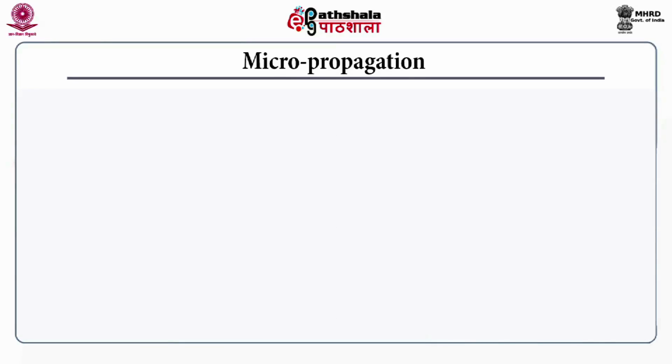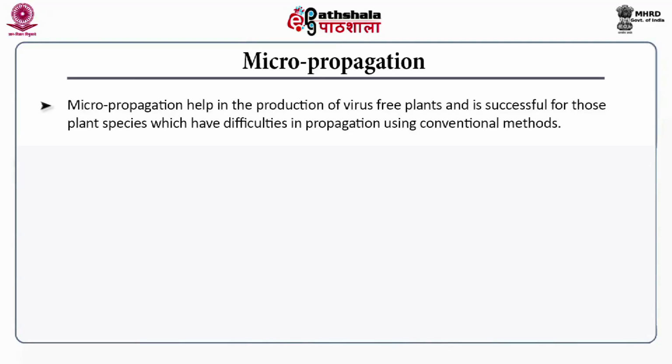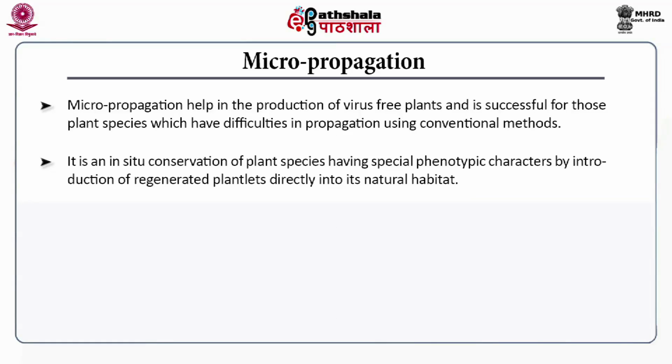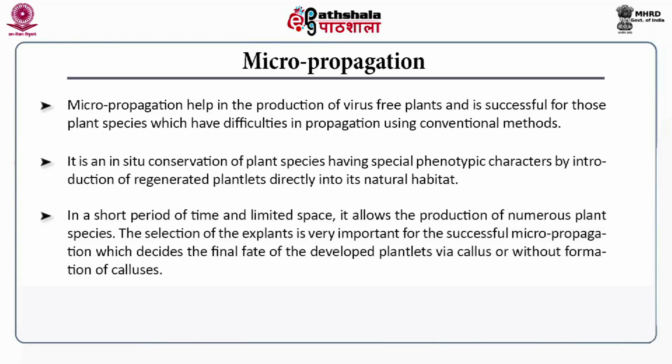The second technique that can be used for biotechnological biodiversity conservation is micropropagation. Micropropagation helps in the production of virus free plants and is successful for those plant species which have difficulties in propagation using conventional methods. It is an in situ conservation of plant species having special phenotypic characters by introduction of regenerated plantlets directly into its natural habitat. In a short period of time and limited space, it allows the production of numerous plant species.